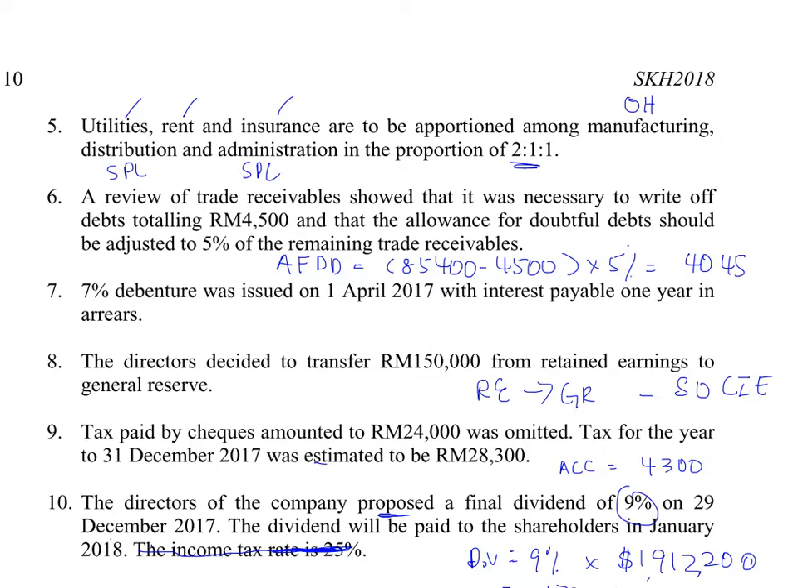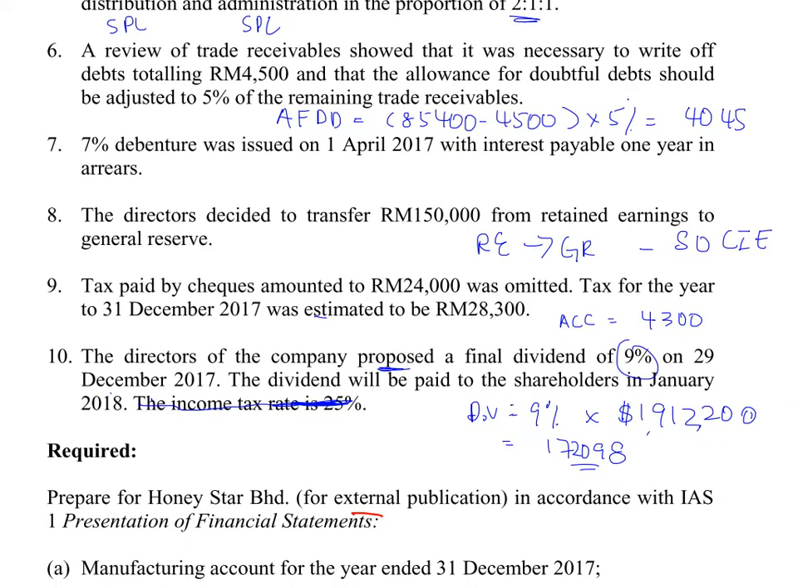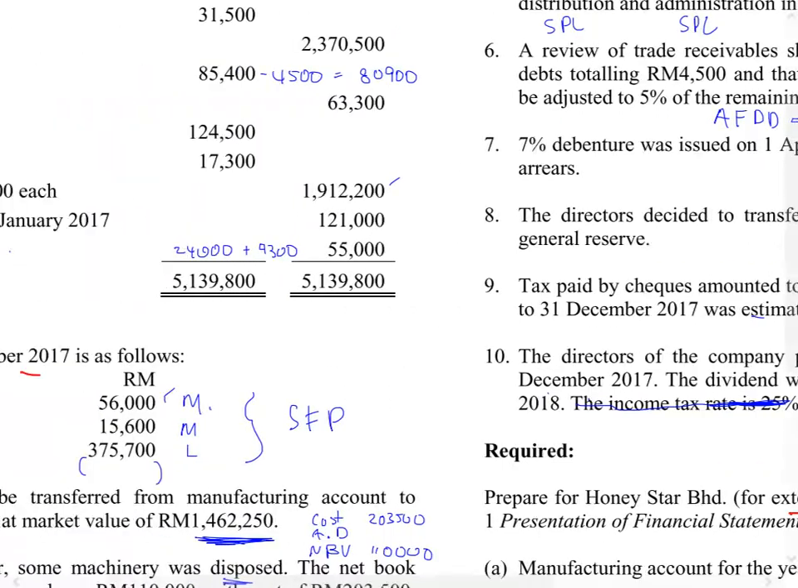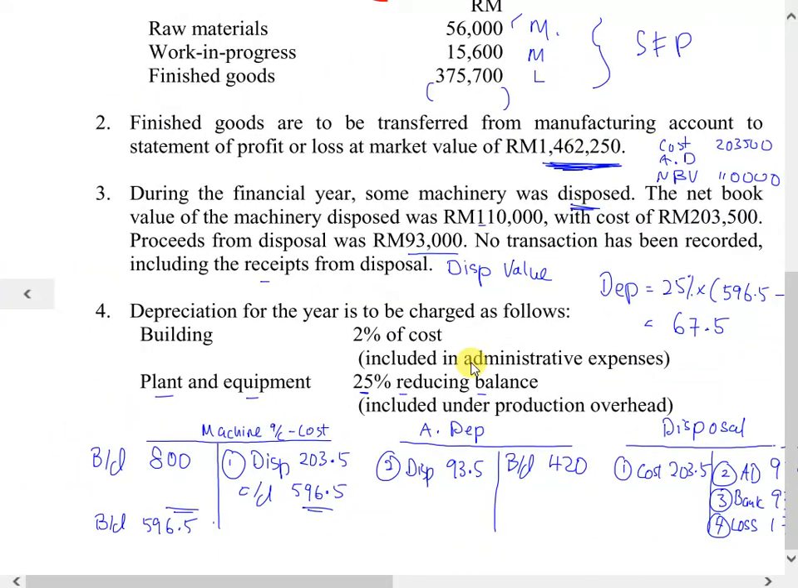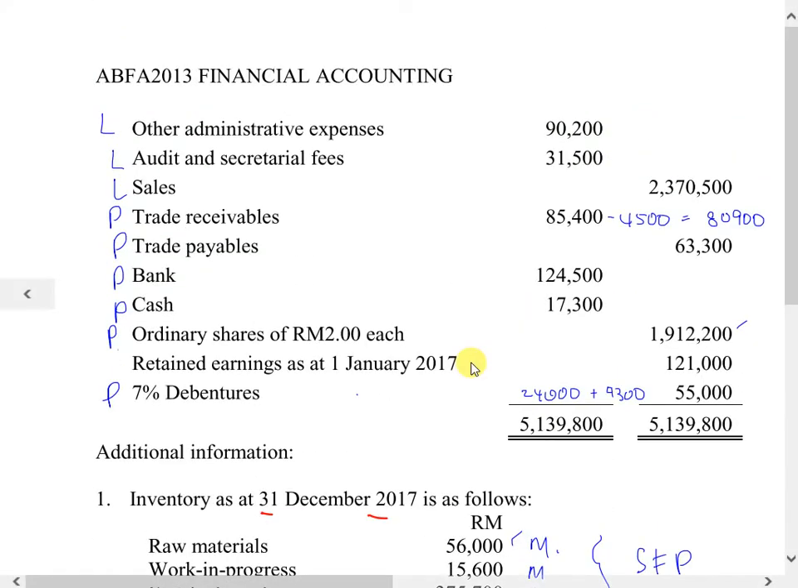Note 5. Done. Note 6. A review on the receivable. Oh yeah, sorry. Just now the disposal haven't recorded the proceed. No transaction has been recorded, including the money received 93 haven't received. So we must record the money received. Bank account 93. Okay. Debit bank.